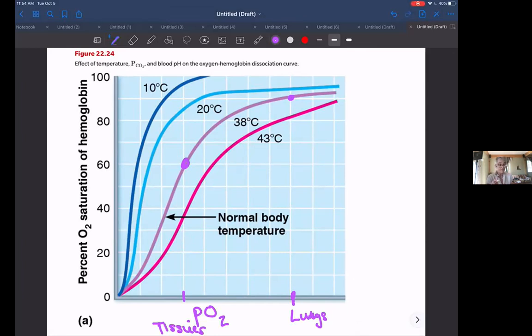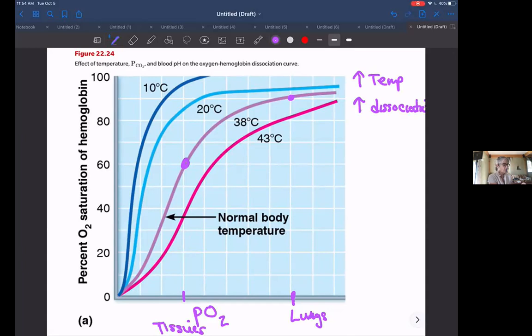Now, other things affect it, and one of the things you'll see here is temperature. So we have an increase in temperature. This actually increases the dissociation. So at higher temperatures, oxygen is going to be released more quickly than at lower temperatures.